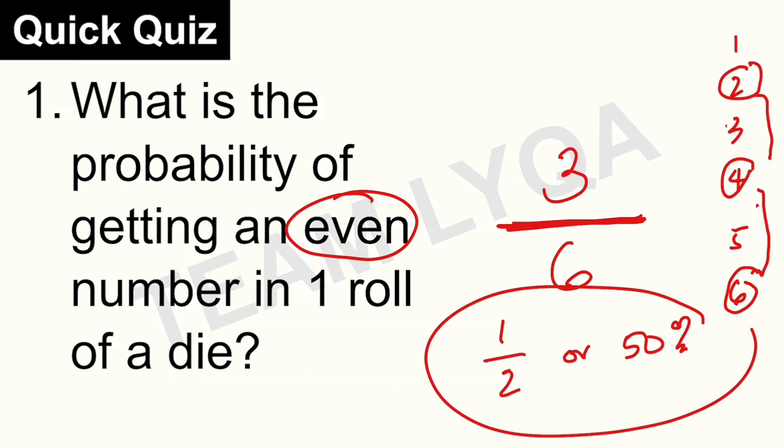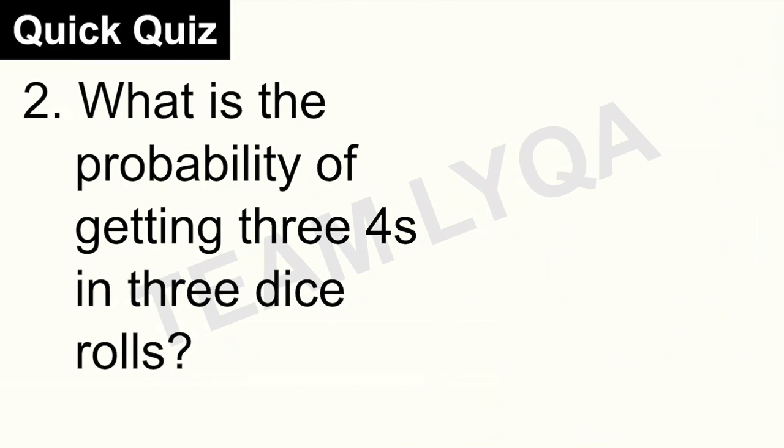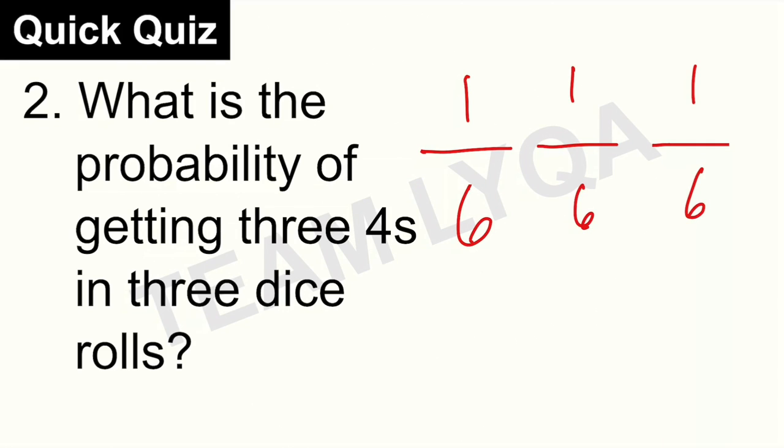Okay? Now, next we have yung what is the probability of getting 3 fours in 3 dice rolls. So again, tatlong beses mo i-roll yung die mo. So now you have tatlong fractions dapat. So bawat 4, sila lang naman ang 4 sa bawat 6 sides ng die. Pare-pareho silang 6-sided die. So that would be 1 over 6 sila lahat.